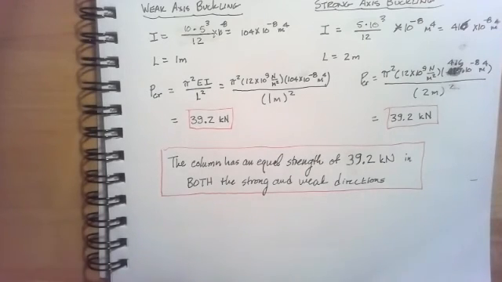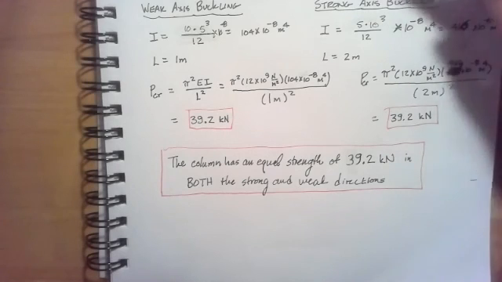So which direction buckles first? Well, it would depend on if we had a little bit of eccentricity one way or the other to the applied loading. If it was applied a little bit off of center and it created a little bit more bending in one direction than the other, we would be able to know which way the column would buckle. But it would buckle at about 39.2 kilonewtons either way. So that gives us the strength of the column when we consider both the strong and the weak directions.